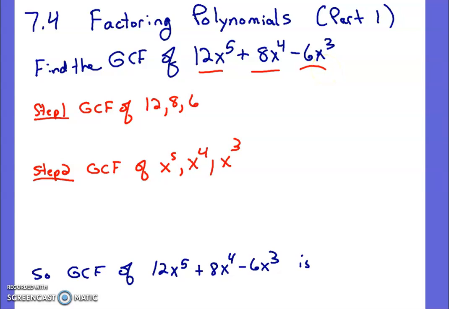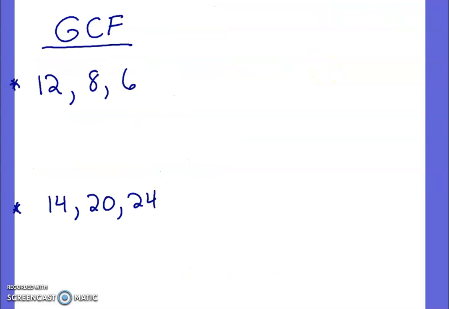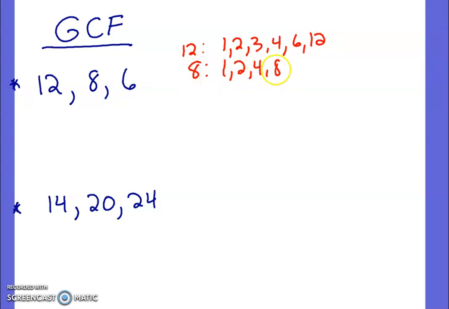And just to remind you about GCFs, in previous classes you probably just had numbers like this, and you had to list the factors of 12: 1, 2, 3, 4, 6, and 12; the factors of 8: 1, 2, 4, and 8; the factors of 6: 1, 2, 3, and 6. Then you try to find the greatest common factor between those, which is 2. So 2 would be the greatest common factor.